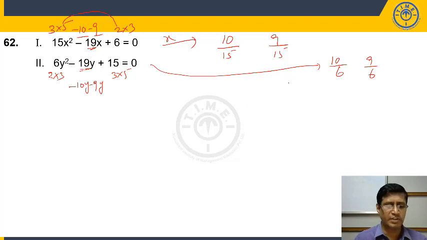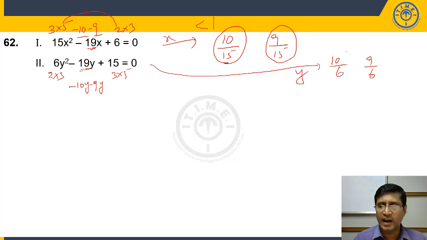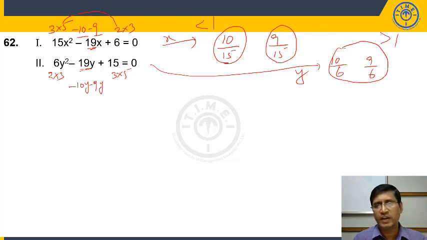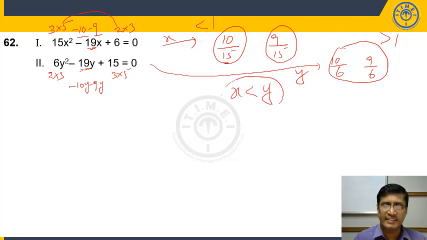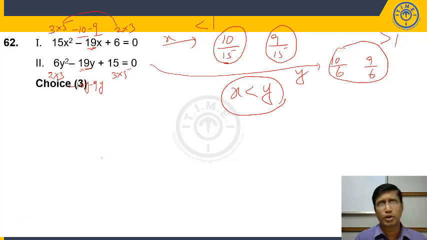If you observe this carefully, both the values of x are less than 1. Both the values of y are greater than 1. So one is greater than 1 and the other is less than 1. So what is the conclusion? X is less than y. So the right choice is option number 3. Third choice is the right choice.